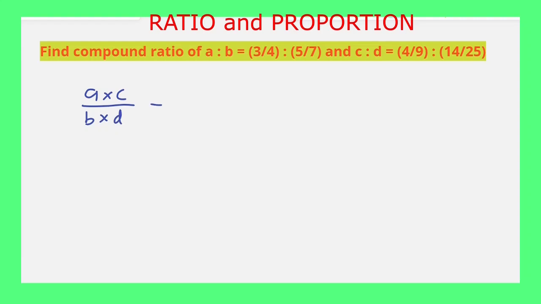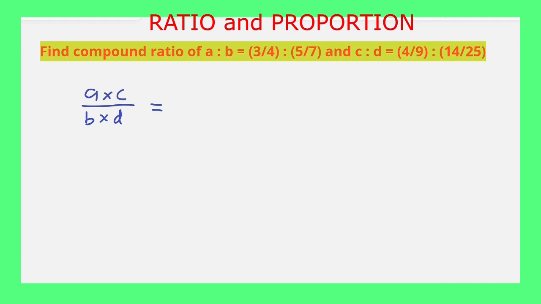That compound ratio is the product of the first elements of both the ratios and the second elements of both the ratios. So first element of A upon B is A and first element of C upon D is C. So we multiply A and C, and second element of A upon B is B and second element of C upon D is D.